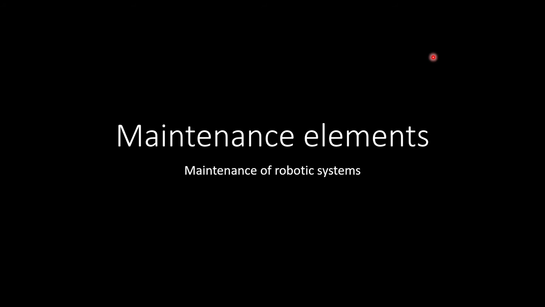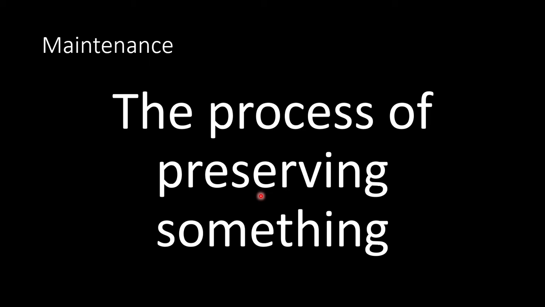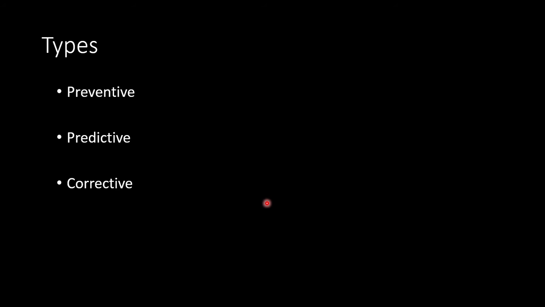Let's talk about maintenance elements. So we're going to cover some of the elements that we're going to use in maintenance of robotic systems. So what is maintenance? It's the process of preserving something, like keeping something in the adequate state for it to perform a task.